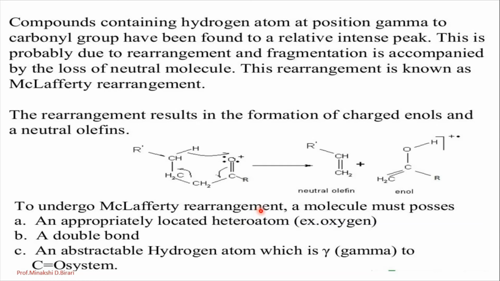Then the second important condition: a double bond. It should have a double bond. Then next, an abstractable hydrogen atom should be present at the gamma position of the carbonyl system. So it is also an important condition of the McLafferty rearrangement. A molecule must possess an abstractable hydrogen atom which should be gamma to the carbonyl system. So only those molecules which possess an appropriately located heteroatom or double bond and an abstractable hydrogen atom gamma to the carbonyl system can show the McLafferty rearrangement.